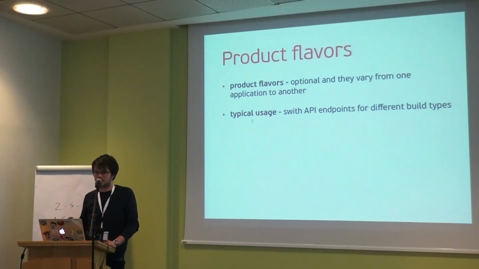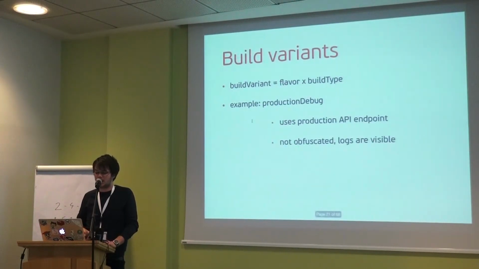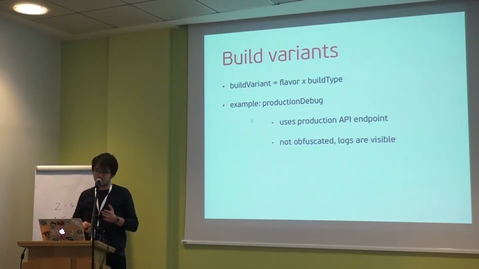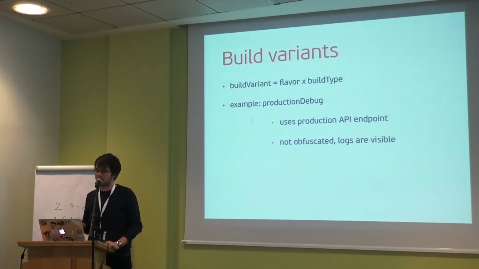For product flavors, as I said, they are optional, and they vary from one application to another, and in most cases we use them to switch between API endpoints for different build types. And by combining a flavor with a build type, you get something like this. This is a production debug build variant, which targets the production REST API endpoint, but has everything we defined in the debug build type. So logs are always visible, it's not obfuscated, and if you have some crash or some bug with this variant, you can pinpoint the exact location of your bug in a matter of seconds.